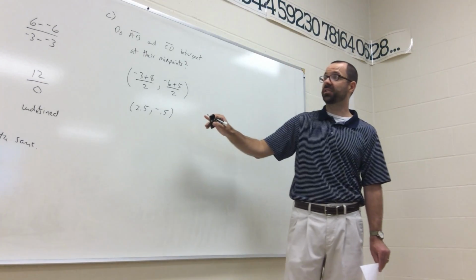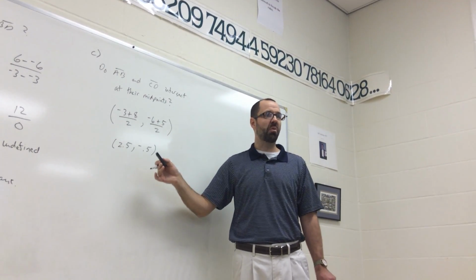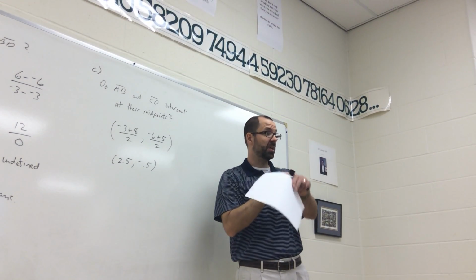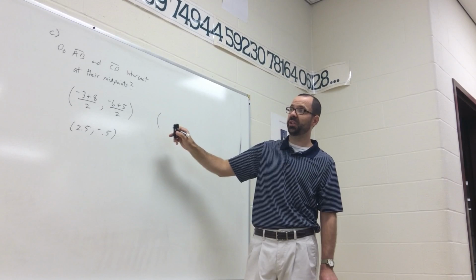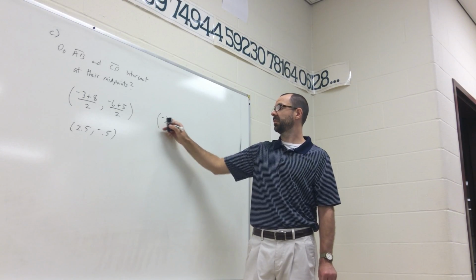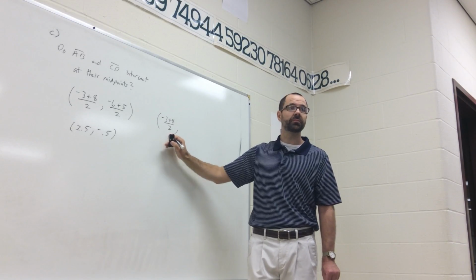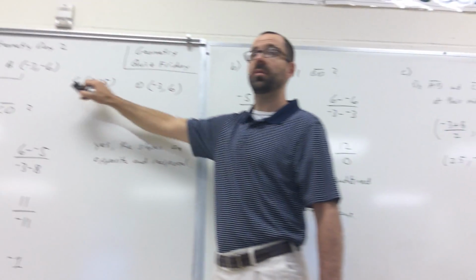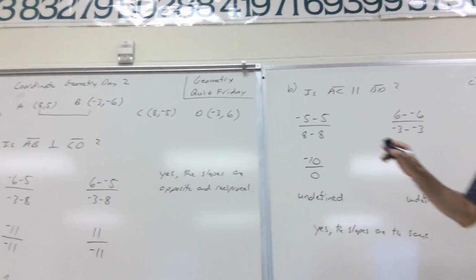And now we're going to find the exact middle in between C and D to see if it's the same point. Because if they're exact middles, then it has to be the same midpoint. Okay, so between C and D it's negative 3 plus 8 divided by 2, and then those are the x's. And then 6 plus negative 5 divided by 2.